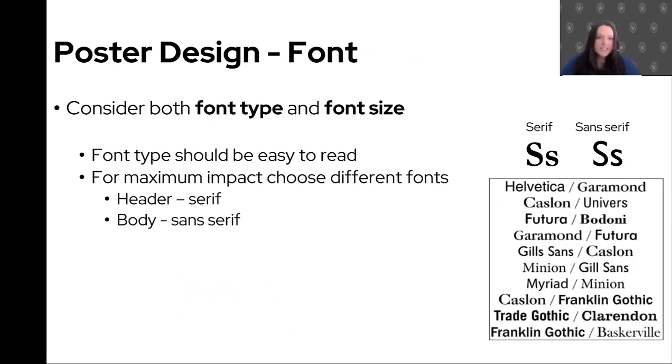So if we think about font, you want to consider both font type and font size. You want it to be something that's easy to read, and you want to think about using variety for different parts of your poster. So your header and your body. Commonly, people like to switch between serif and sans serif. So you can see in this example, we have your serif fonts with the little hooks at the end of the letters. So that could be used for your headers, and then you can use sans serifs for the body. And so here are just some examples of what the differences look like between those two fonts.